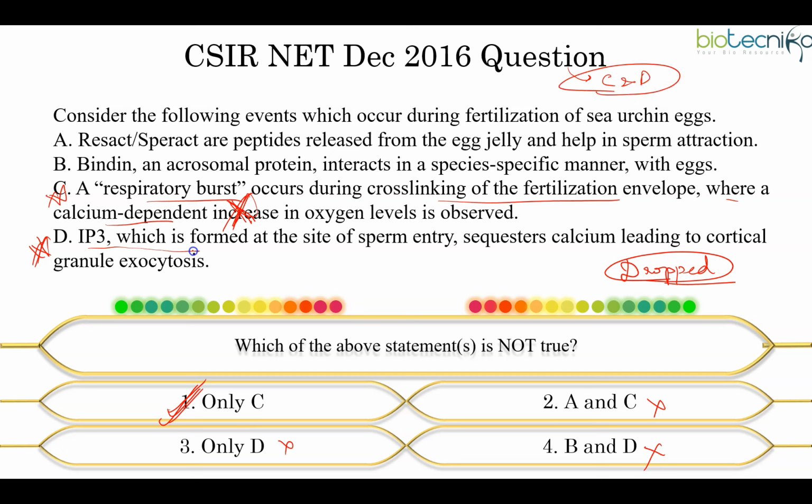Why? Because IP3, which is formed at the site of sperm entry, will release the calcium leading to cortical granule exocytosis. Since it is saying it sequesters, no, it doesn't sequester. Sequesters means it is binding or hiding or enclosing. No, IP3 will release the sequestered calcium. If it said releases sequestered calcium, then it is correct. But since it is saying sequesters calcium, that is why even this statement is wrong.